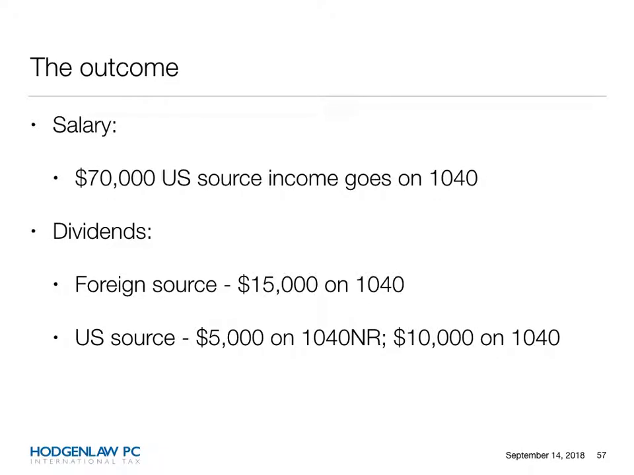So, another summary of that: for salary income, $70,000 of US source income would go on the 1040, and the other $30,000 would not be reported anywhere since it was foreign source income. And then dividends, foreign source, $15,000 on the 1040, so for the latter part of the year. And then the US source dividends, $5,000 on the 1040 NR dual status statement, and then $10,000 on the 1040 for the dual status return.